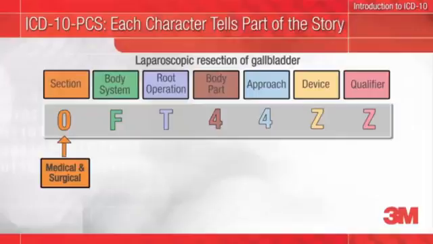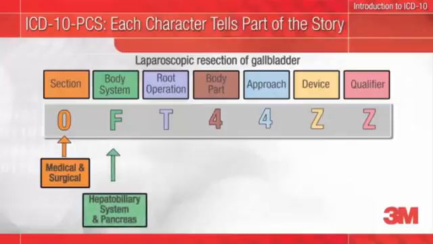The majority of procedures are classified in the medical and surgical section. The code on screen is located in the medical and surgical section. The second character in the code represents the body system, either the general physiologic system or the anatomical region on which the procedure is performed. In the example on screen, the body system for this code is the hepatobiliary system and pancreas.